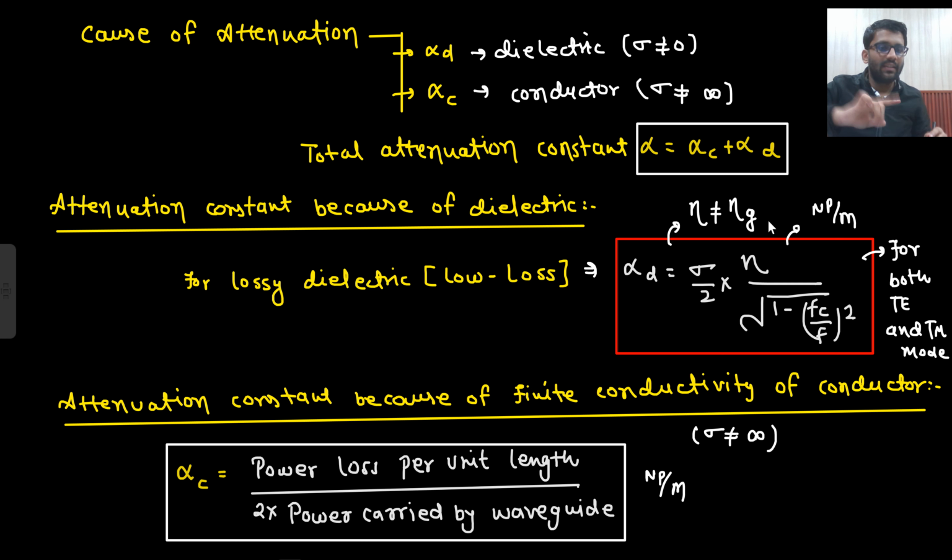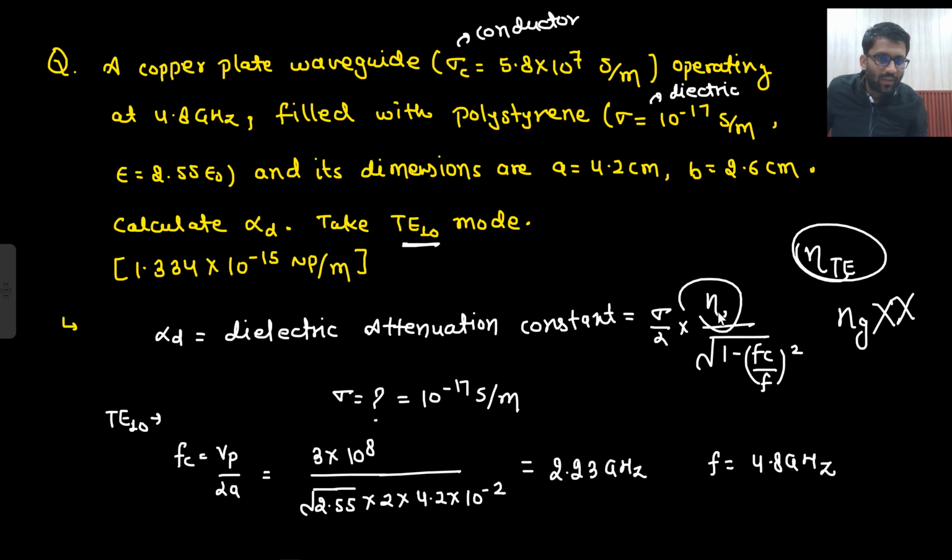This is simple eta. I hope you know what eta guided is. Eta guided is different for TE mode and for TM mode, but this is the simple eta. Simple eta means if there were no conducting walls, no waveguide, only this medium, then how would my wave be propagating? In that wave, what will be the value of intrinsic impedance? That is this eta. So I am not going to apply any formula like eta divided by under root 1 minus fc by f whole square.